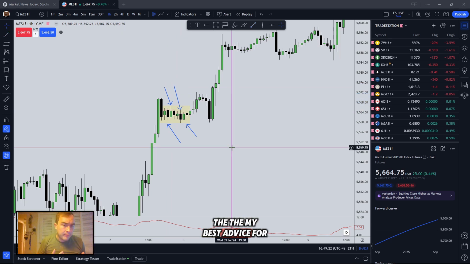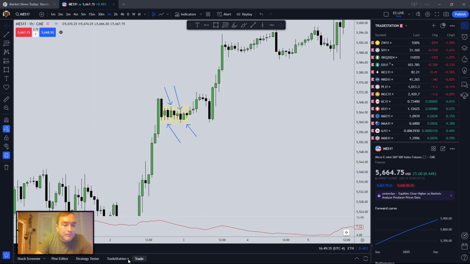My best advice for you when you have what kind of looks like a barcode, right, is don't trade that instrument during that time. Just don't trade. That's the next candlestick pattern that I wanted to show you, overlapping candles, because that's a sign of when you need to go do something else with your life.